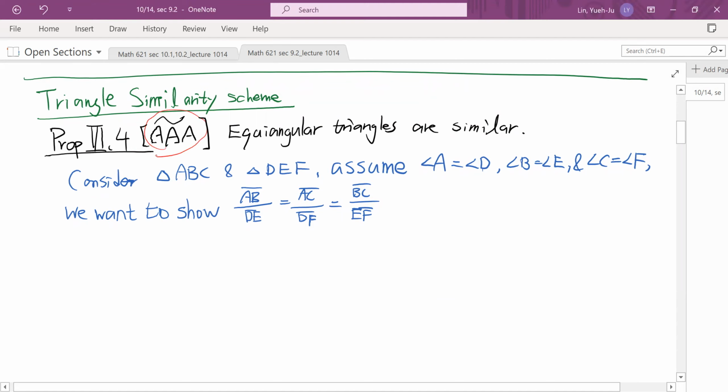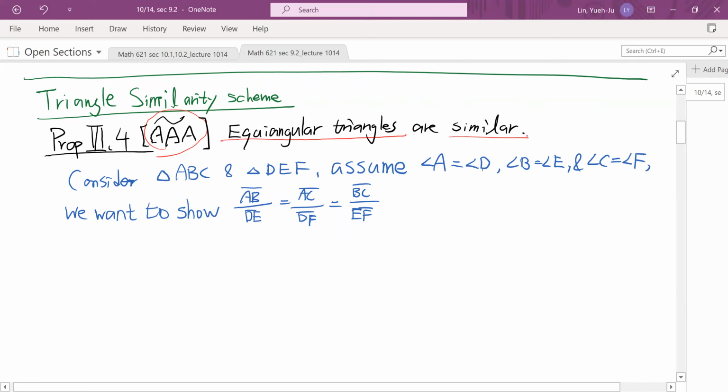Later on, when you write down the proof and you're trying to say this is an AAA similarity scheme, please put a delta on top of the letters to distinguish it from the congruent scheme, unless you write down explicitly that this is a similarity scheme. So this AAA delta tells you equiangular triangles are similar.